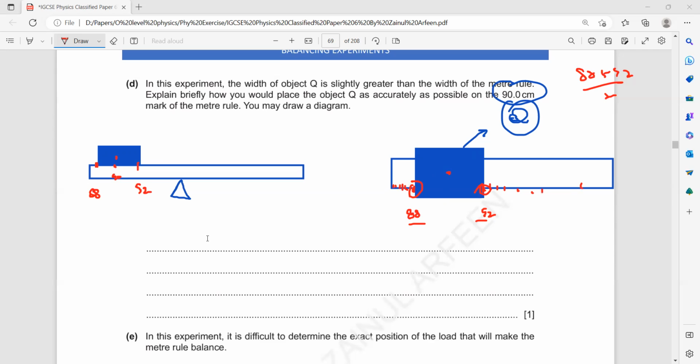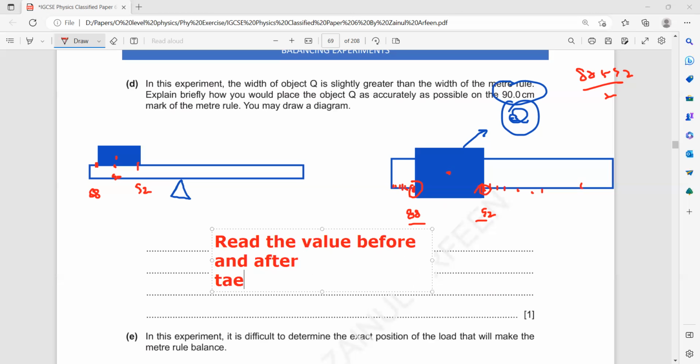So we'll measure, read the values before and after, and we will take the average, and that should be 90. That's how we estimate that the center of this load is at the 90 centimeter mark.